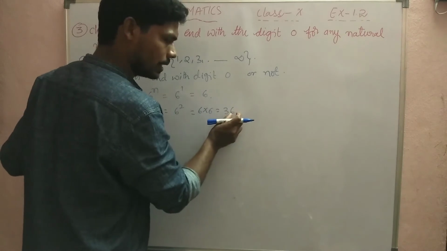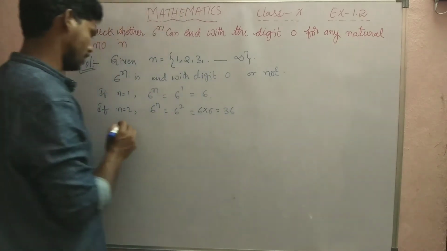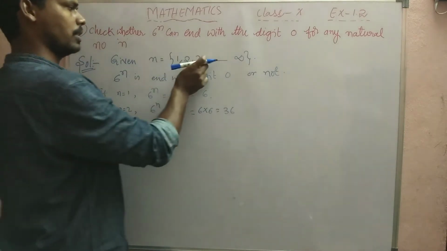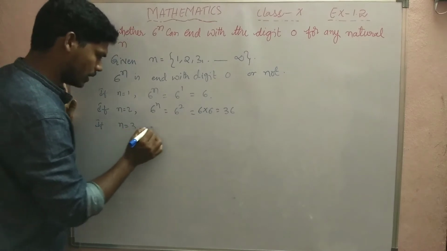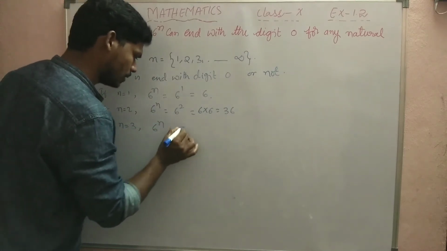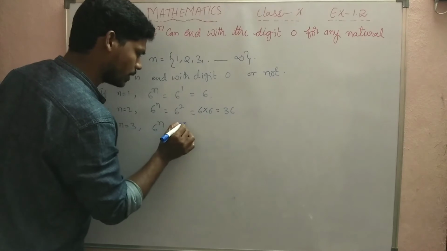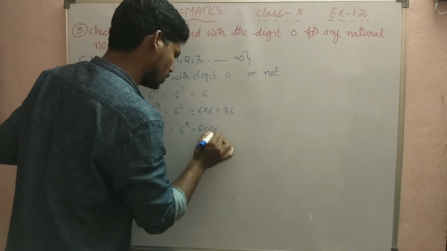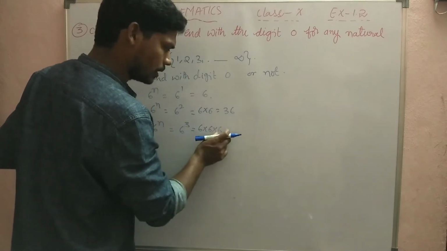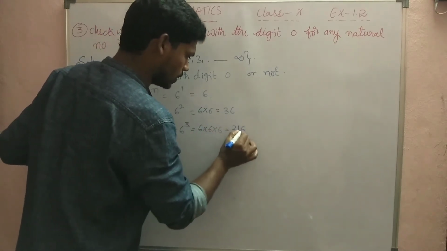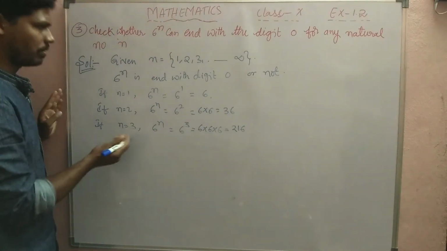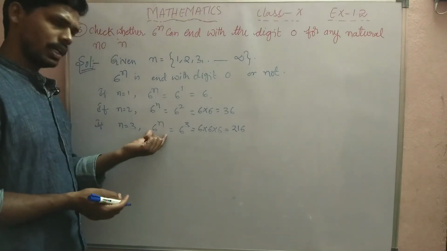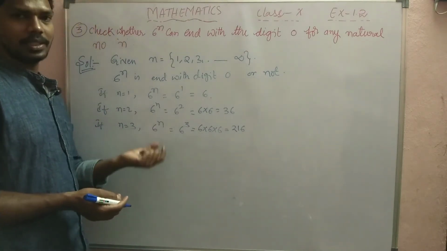Here the end digit, in the units place, is again 6. If n is 3, the next natural number, then 6 power n, with n replaced by 3, is 6 into 6 into 6. 6 sixes are 36, 36 into 6 is 216, and so on. If n is 4, n is 5, here you get 6 power n never ending with the digit 0.